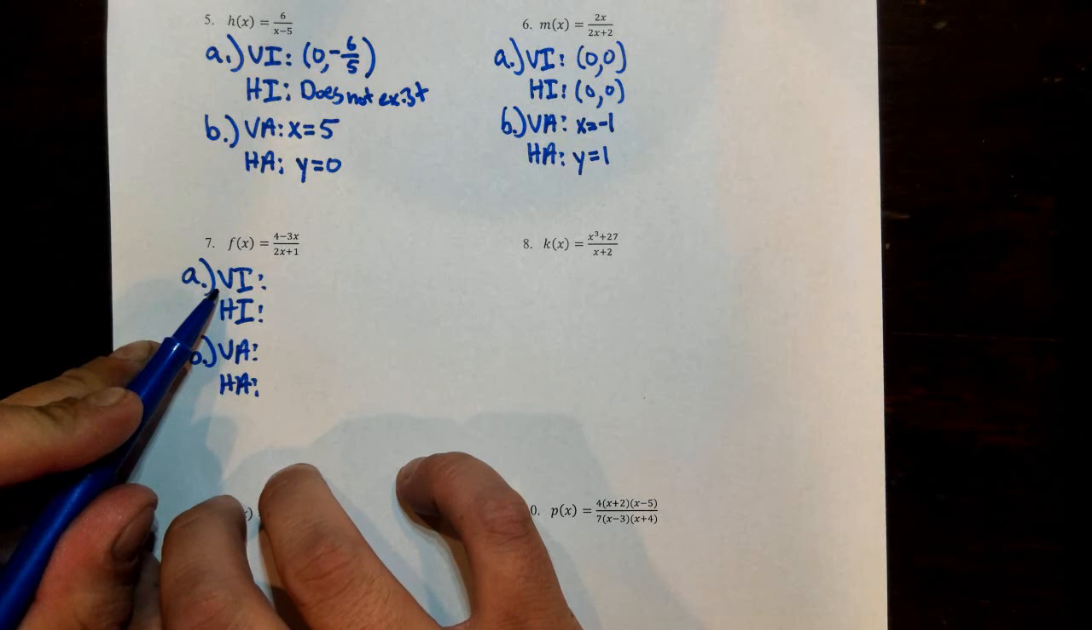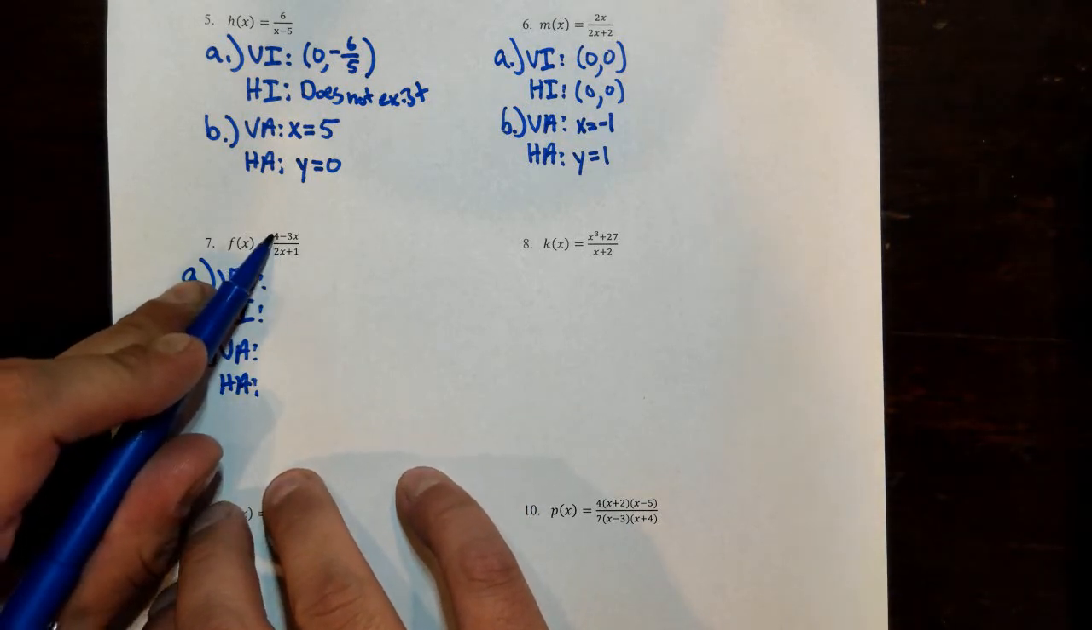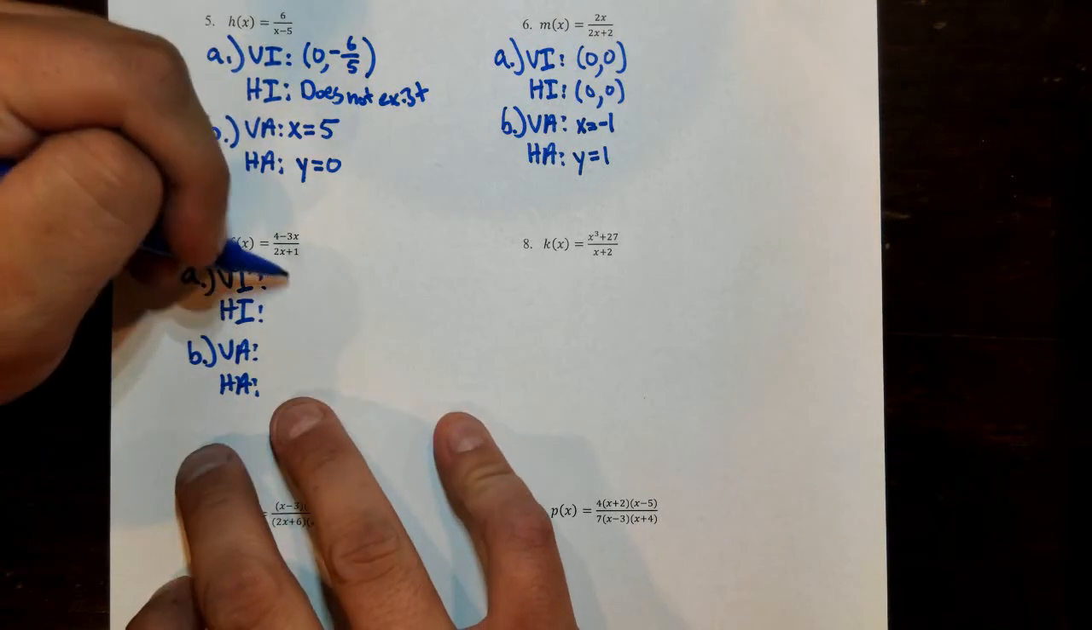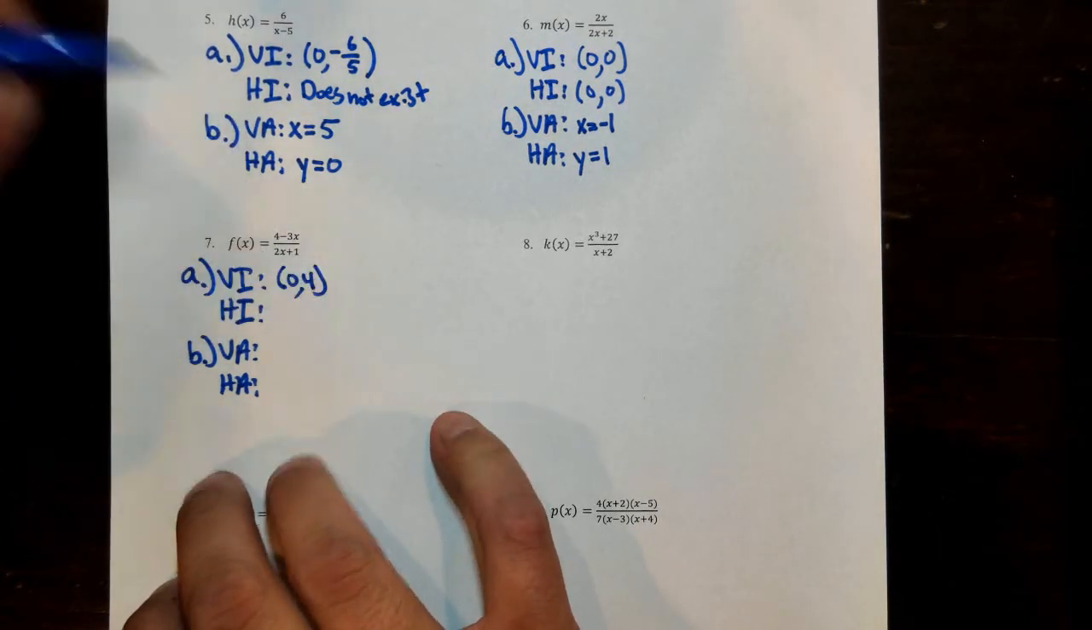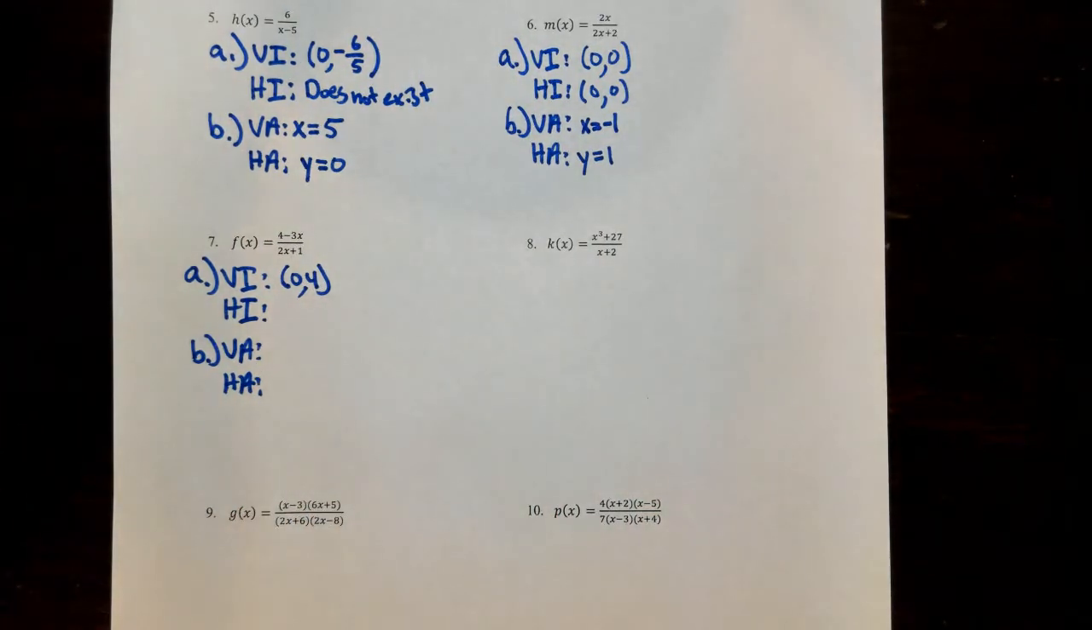Again, for the vertical intercept, we're going to plug in 0 for x. When we do that, we're just going to get 4 over 1, which is 4, so our vertical intercept is at (0, 4). The horizontal intercept, we're going to solve for x here.